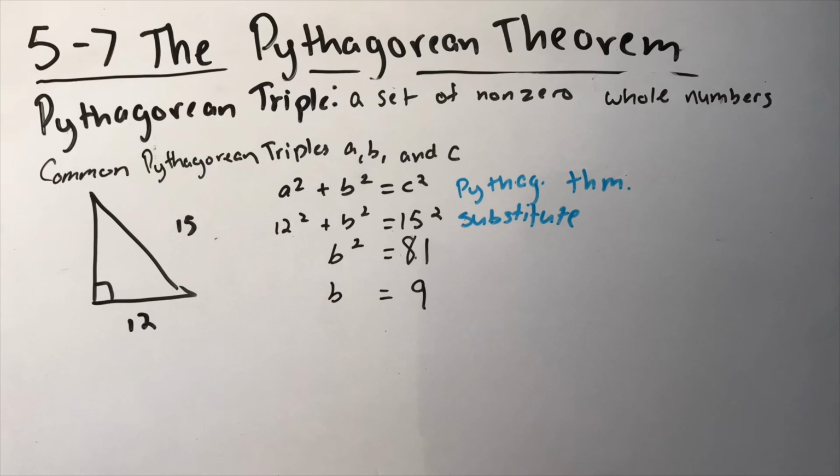So, the first theorem is the converse of the Pythagorean theorem. It states that if the sum of the squares of the lengths of two sides of a triangle is equal to the third side, then the triangle is a right triangle.